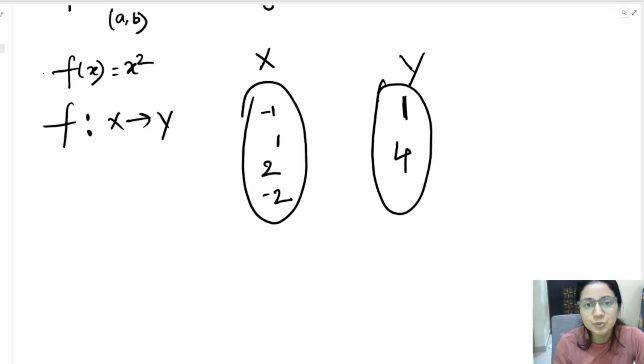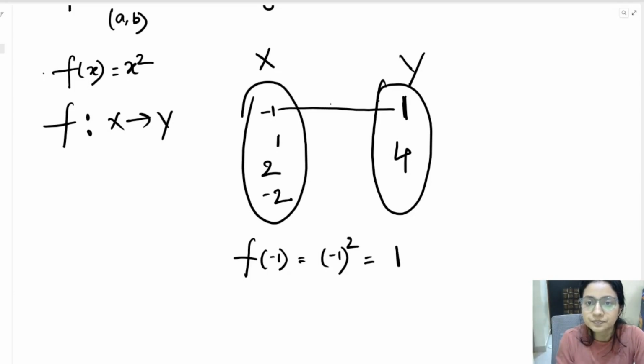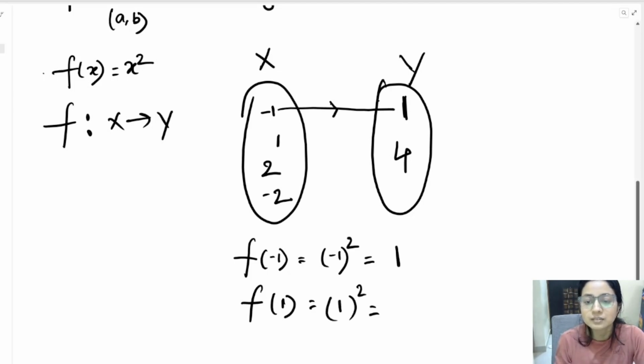Now let's take input from set X. If you take x as minus 1, you will square that and the output will be positive 1. If you take x as just 1, your output will be 1 square, and again that is just 1. So we are getting the same output. As you can see, this is a many-one function. If you take input as 2, your output will come out as 2 square, that is 4.